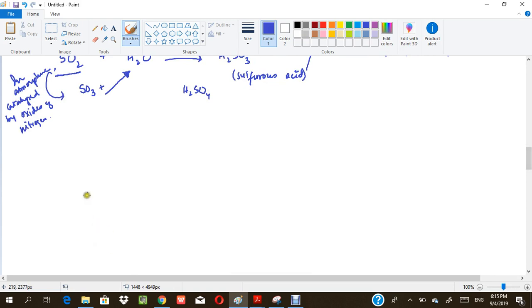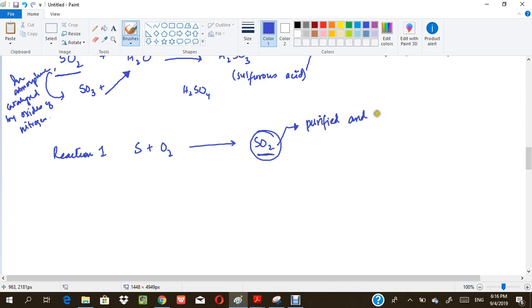So the first step in the contact process, the first reaction, is the reaction of sulfur with oxygen to form sulfur dioxide. Right. Now, this sulfur dioxide is going to serve as the reactant for the next step. But before we can move into the next step, this sulfur dioxide has to be purified and cleaned and dried.